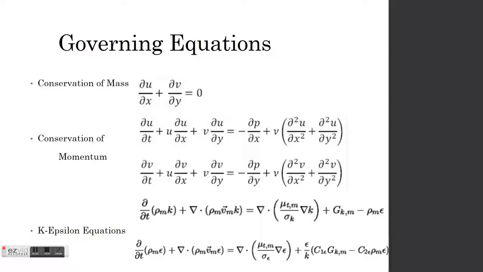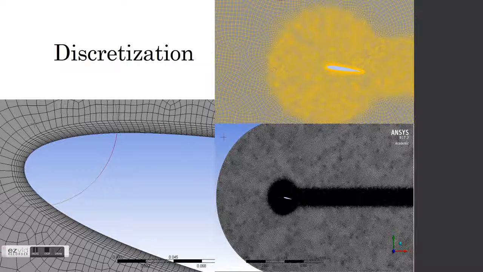The SIMPLE method was used with second-order upwinding and a realizable k-epsilon model to account for turbulence. The sweep method was used from the circular body surrounding the airfoil and rectangular body trailing the airfoil to generate a global mesh as shown in the upper right-hand corner.